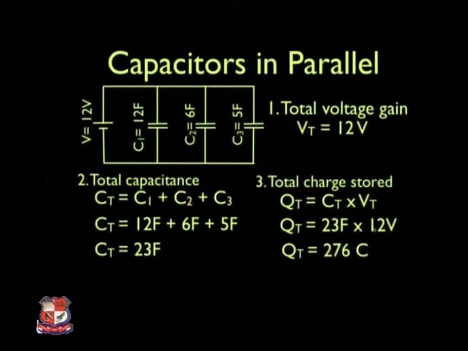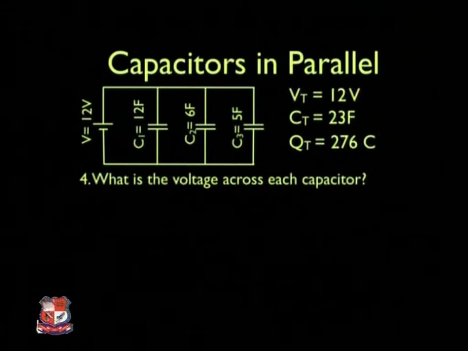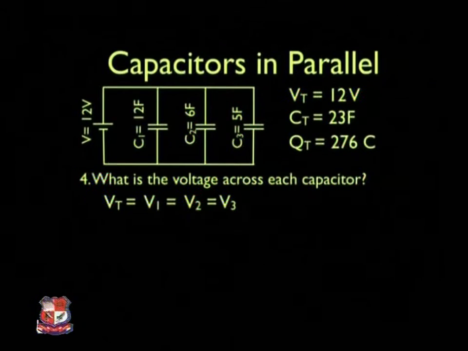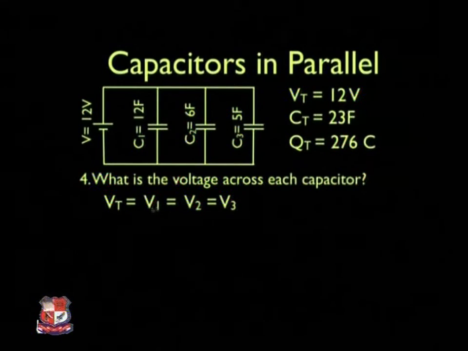Alright? So that is how we did the first 3: the total voltage, the total capacitance, and the total charge. Those are our 3 totals. Now we can go through next and we can figure out what the potential difference is across each capacitor. Now this is also relatively easy because these are capacitors in parallel, and the rule is that the total voltage increase, or let's just say it this way, the potential difference.